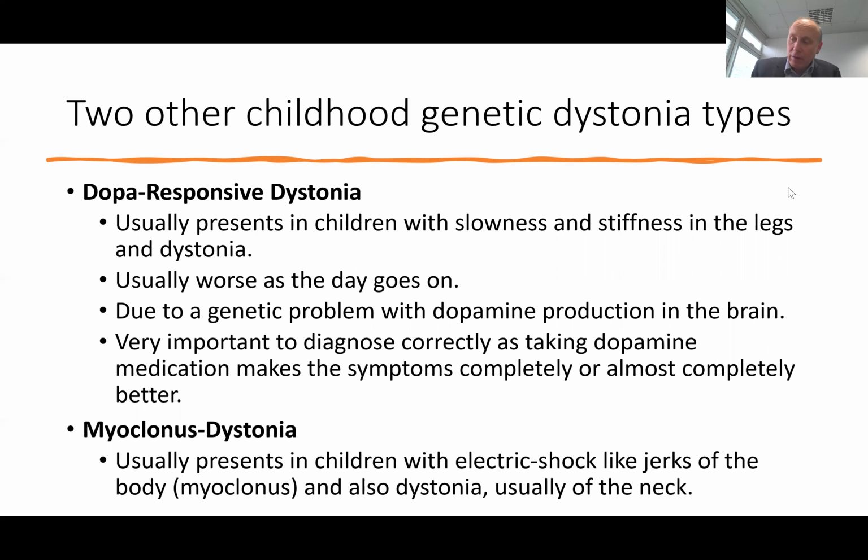There's another condition I just wanted to mention which presents in children called myoclonus dystonia. That's where people get electric shock-like jerks of the body, which is myoclonus, and also dystonia affecting the neck. So there are some dystonia conditions which are, in a sense, isolated dystonia conditions, although dopa-responsive dystonia and myoclonus dystonia are classified a little bit differently. It doesn't matter too much. These are all conditions which are not progressive, but they present in childhood with dystonia.